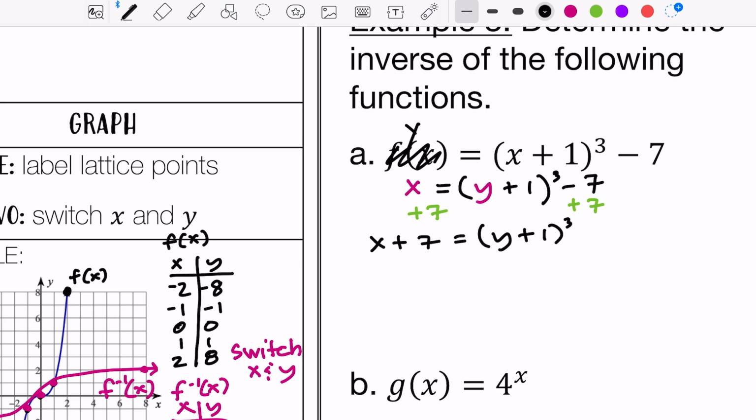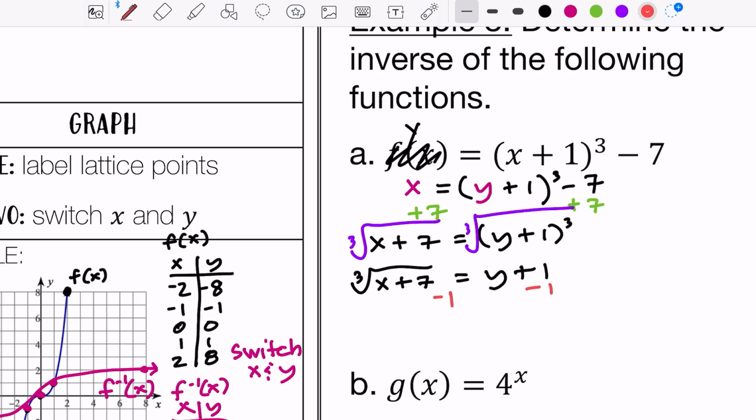So now what I'm going to do is cube root, because that's going to undo that exponent. Don't need to worry about the plus or minus because it's an odd root. 3 is an odd number, so I don't need to worry about that. The y is still not by itself, so I'm going to subtract 1. And I'm going to keep in mind that that -1 does not go under the radical because it never has been under a radical. So it's not a like term.